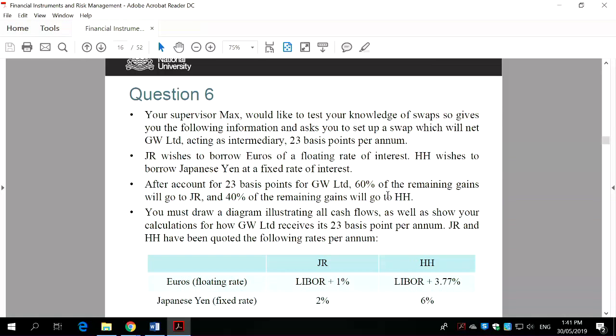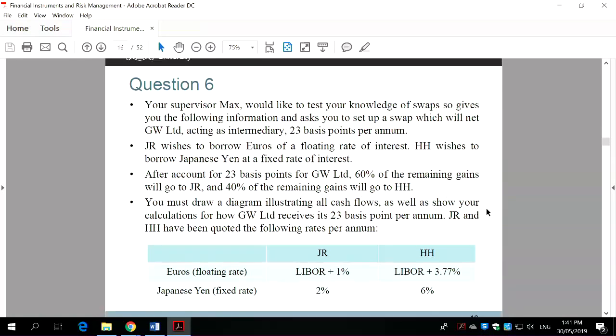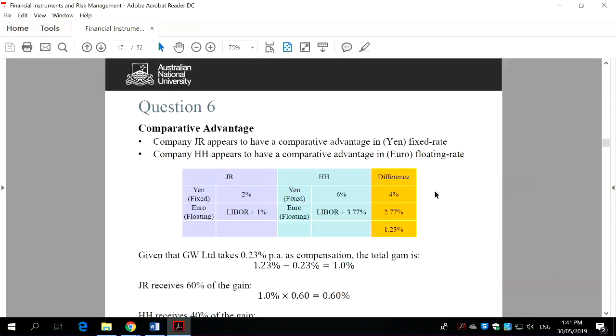So what you are asked to do is draw a diagram to illustrate all the cash flows and all the rates of interest, and also show that JR receives 60% of the gain and Hedge receives the remaining 40% of the gain. Basically, this is not so different from our conventional question. We still analyze the comparative advantage between JR and Hedge.